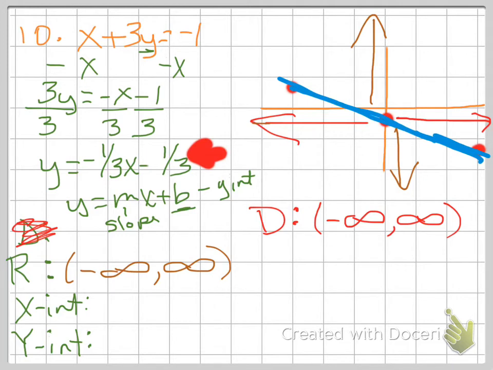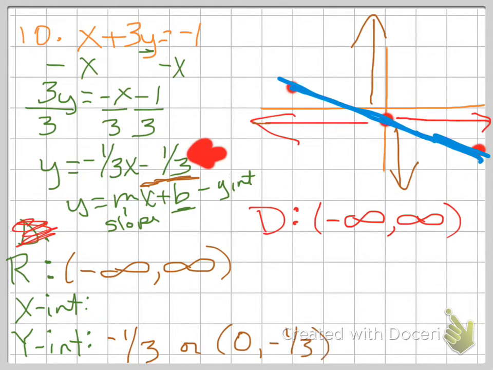Now, I can look at my graph and I can see my y-intercept. I can actually get it right there from my formula. My y-intercept is negative 1/3, or you could write it as 0, negative 1/3.